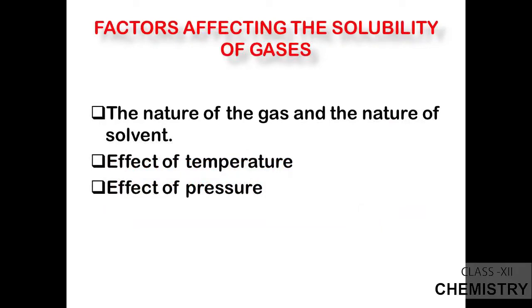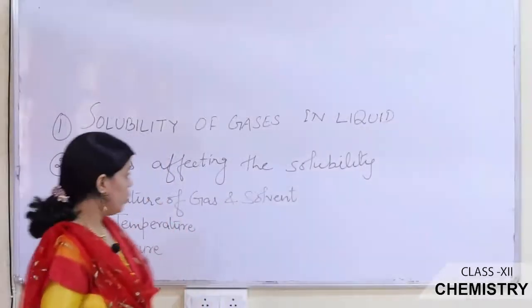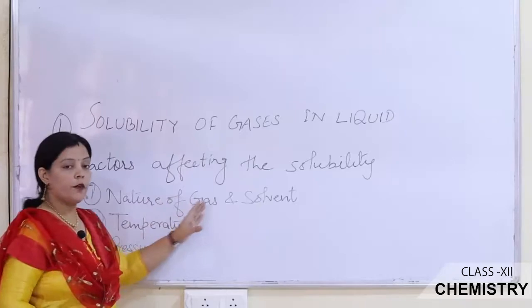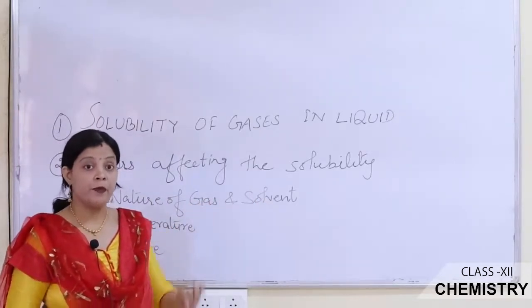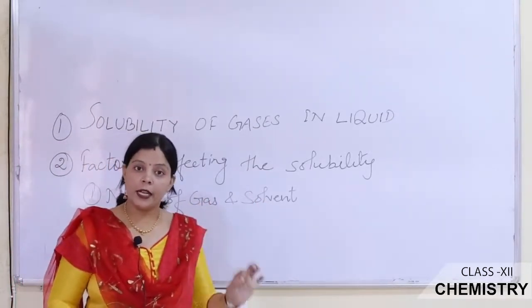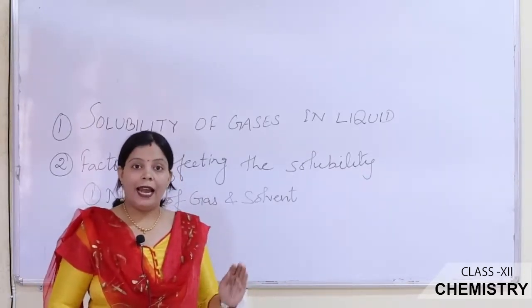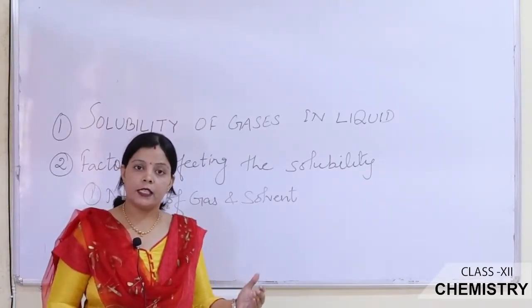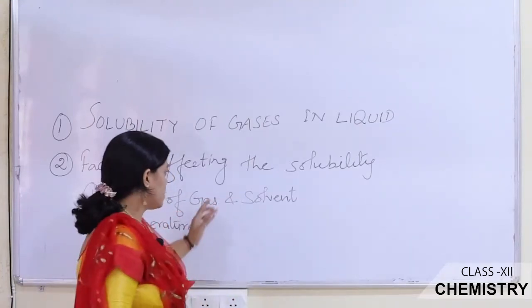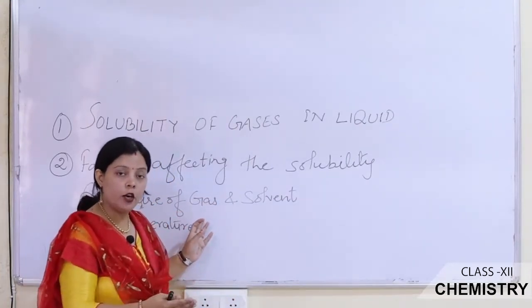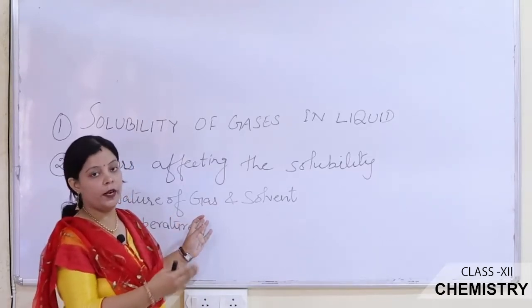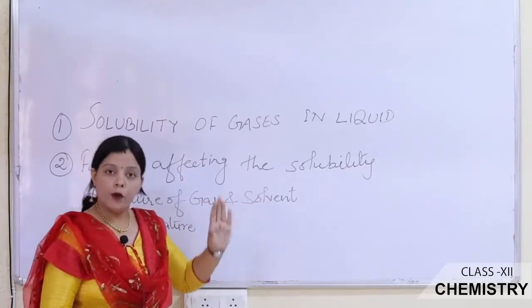Next, what are the factors affecting the solubility of a gas? The first is the nature of the gas and the nature of the solvent, the second is the effect of temperature, and the third is the effect of pressure. Our first factor is the nature of the gas and the nature of the solvent. The same gas dissolves to different extents in different solvents, and different gases dissolve to different extents in the same solvent. This is explained by giving one example.